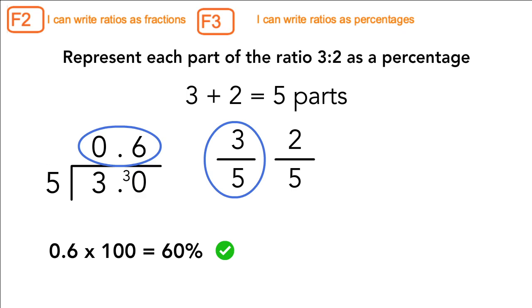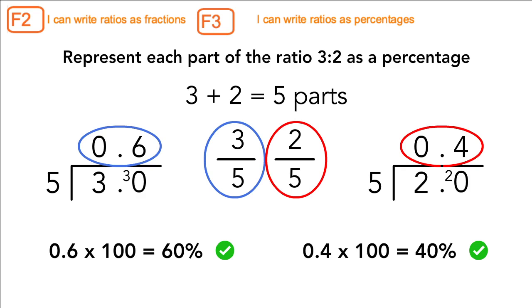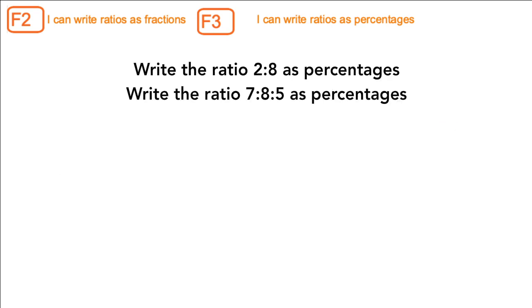Repeating the process for 2 over 5, we get 0.4. Multiplied by 100 gives us the percentage of 40%. Pause and have a go.